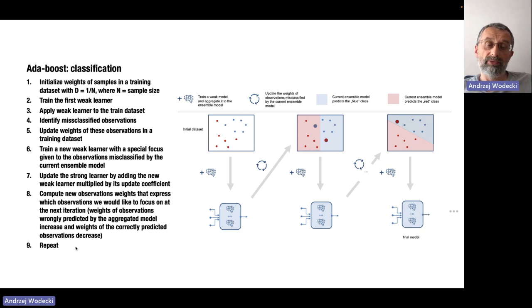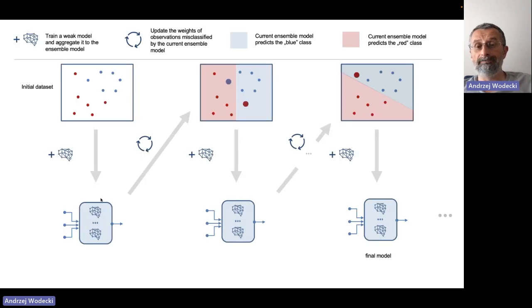So if you write those steps in detail, it looks like this: initialize the weights of samples in the training data set with d equal to 1 over n, where n is the sample size, so each data point has the same weight. Train the first weak learner, apply the weak learner to the training data set, identify misclassified observations, and update the weights of these observations in the training data set. So instead of all equal, make those data points which are misclassified have a higher weight. Train a new weak learner with a special focus given to the observations misclassified by the current ensemble model. Update the strong learner by adding the new weak learner multiplied by its update coefficient, etc. Repeat. Okay?